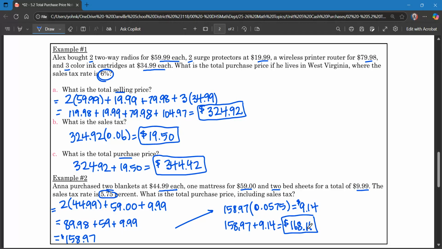Okay, so step 1, add everything that they're purchasing up. Step 2, calculate the sales tax. Step 3, add it back on.